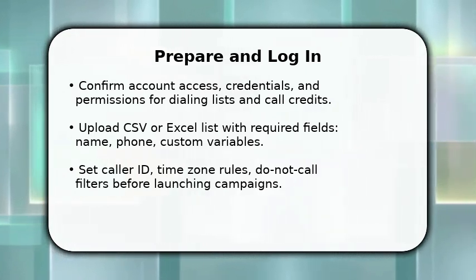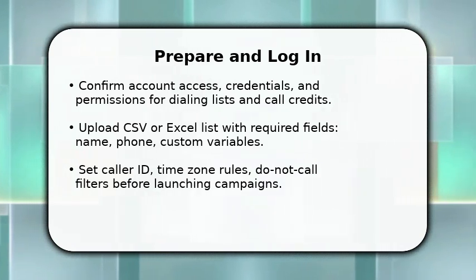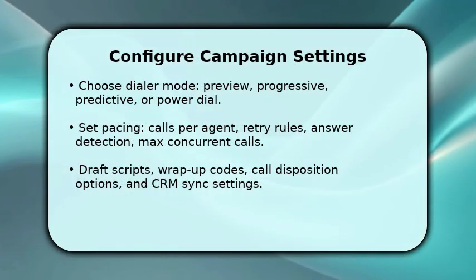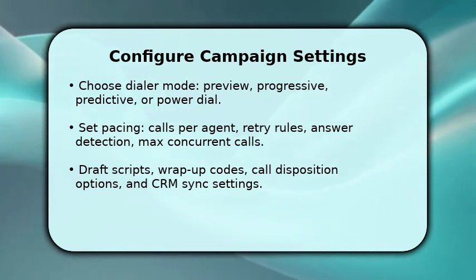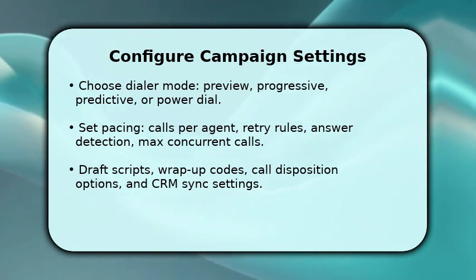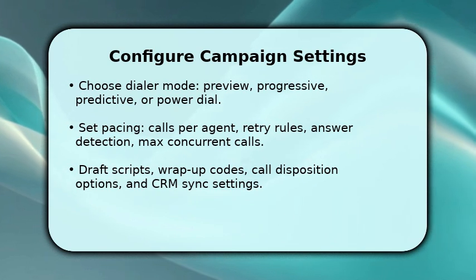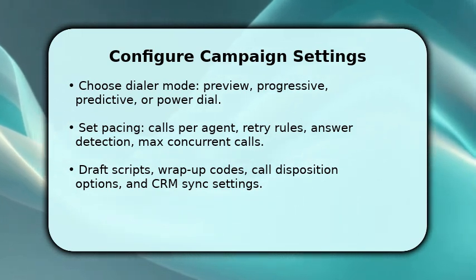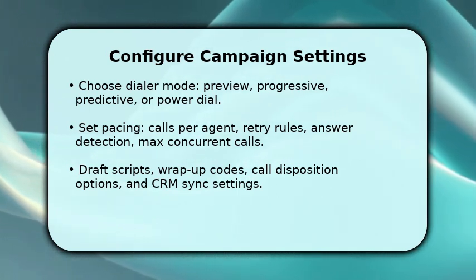Now save the list and create a new campaign to begin dialing. Next, you choose a dialer mode: preview for control, progressive for steady pacing, predictive for volume, or power for balance, and pick why it fits your goals. Then set pacing controls: calls per agent, retry intervals, answer detection sensitivity, and maximum concurrent calls to protect quality. Add agent scripts, wrap-up codes, and disposition options so data is structured.